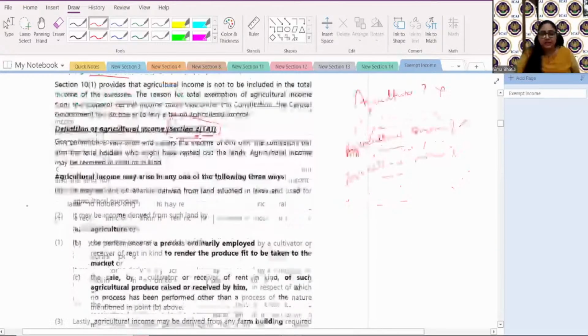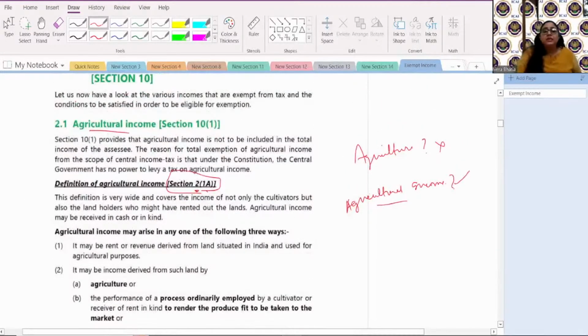Let's understand it. When I talk about agricultural income, students, I only talk about agricultural income in India. I am not talking about agricultural income outside India. They're not levying the tax on the agricultural income which is of India. So if you have any agricultural income outside India and you are an ROR, it would be taxed in India.